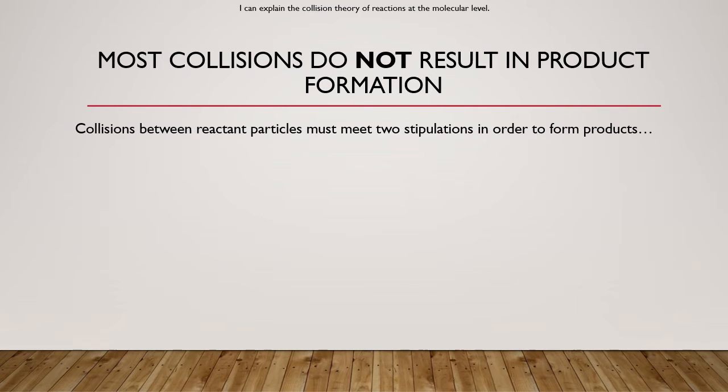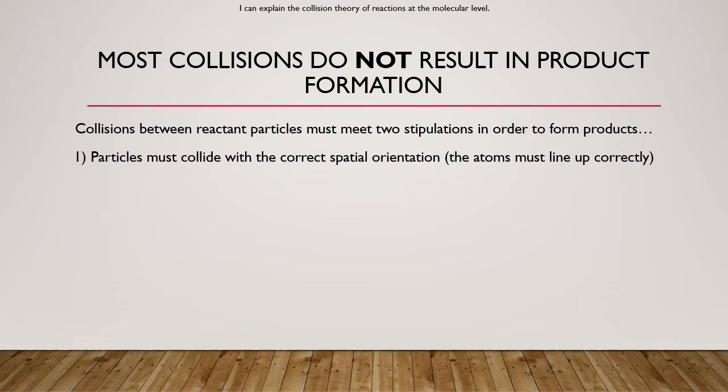And the reason for that is there are two stipulations that have to be met in order for these collisions to form products. So one of them is that the particles must collide with the correct spatial orientation. In other words, the atoms have to line up correctly in order to get the products. So I have a couple of scenarios for you here.